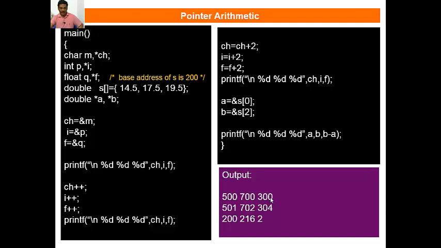If we add 1 to 300, it goes to the next location, that is 304, because the size of float is 4 bytes. So if we add a value to a pointer, it increases location by location, not value by value. So 500 becomes 501, 700 becomes 702, 300 becomes 304. With percentage D, it displays 501, 702, 304.